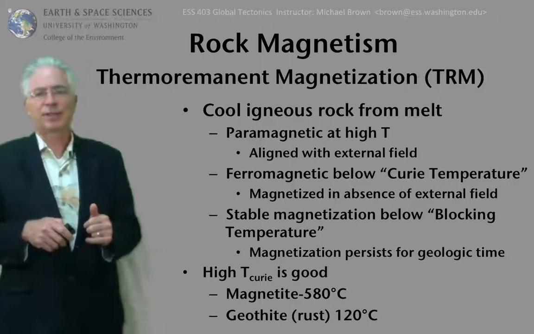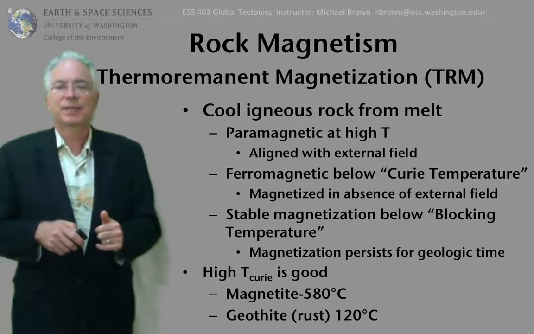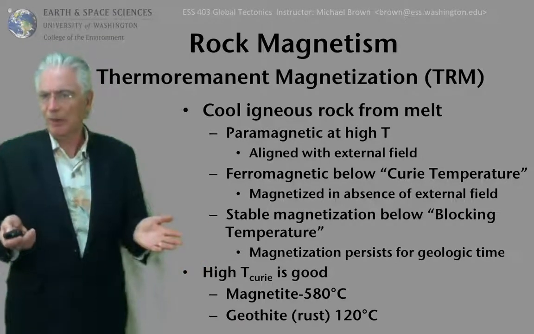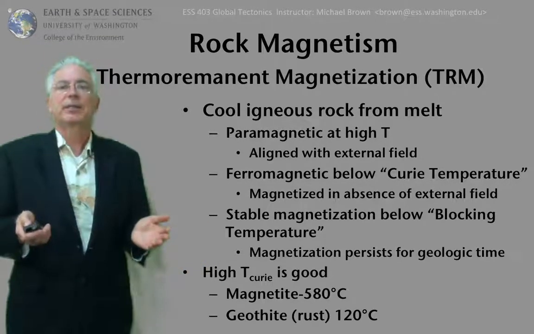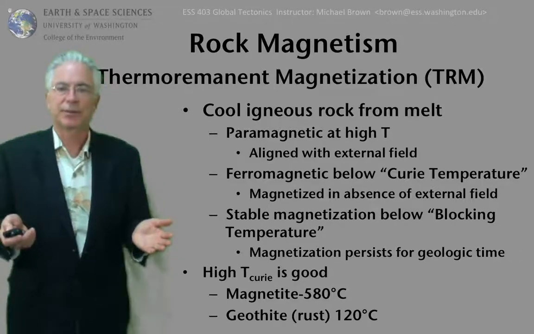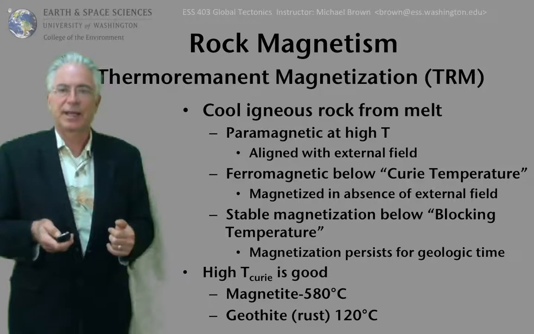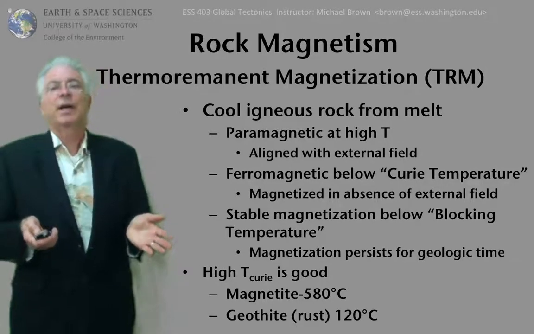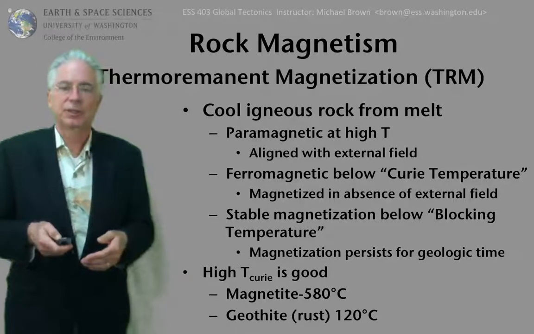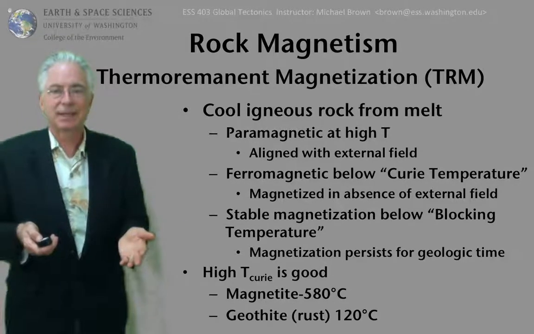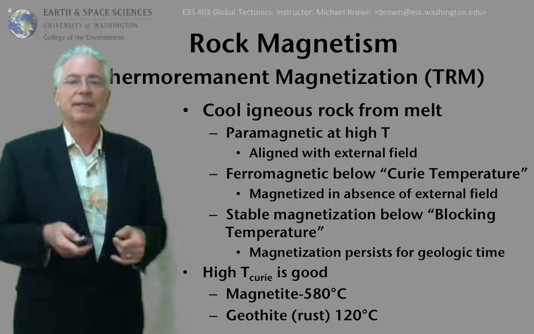In contrast, a hydroxylated iron compound like goethite, which is common rust, has a Curie temperature of only 120 degrees centigrade and a blocking temperature significantly lower than that. Thus, goethite will not maintain a magnetization over a long period of time. It is easily remagnetized by other magnetic fields.